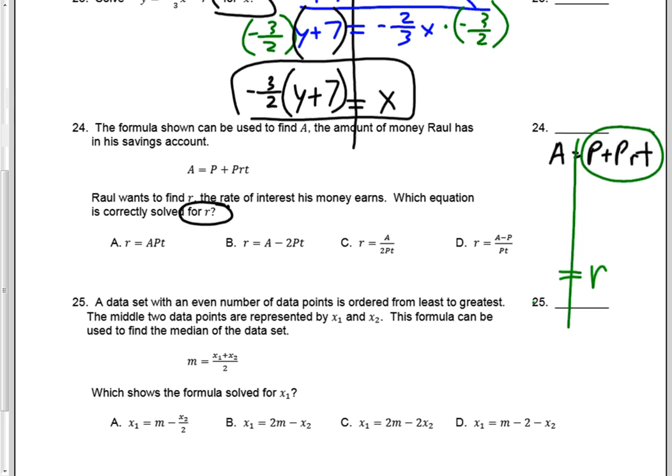We just have to get rid of that stuff. Everything around the R has to move to the other side. How do you get rid of the P? Subtract P. That goes away. I can't do anything with that, so I just write it down. A minus P. What's left over here?